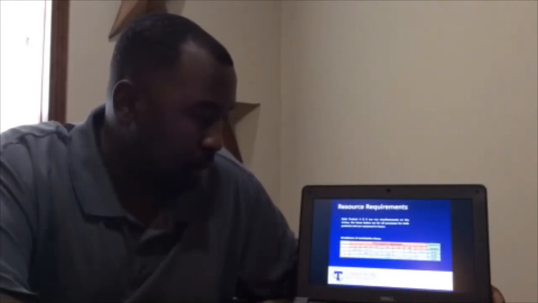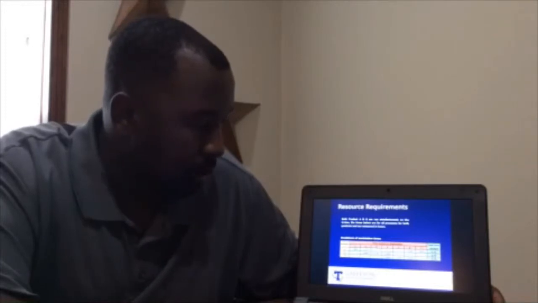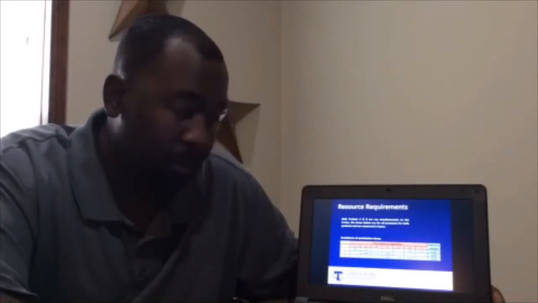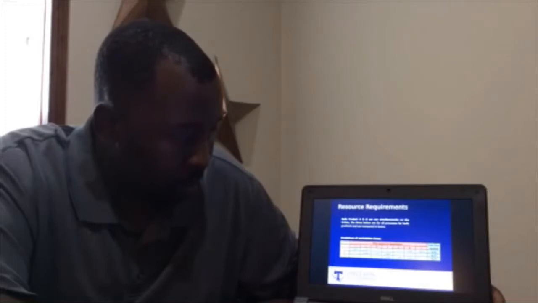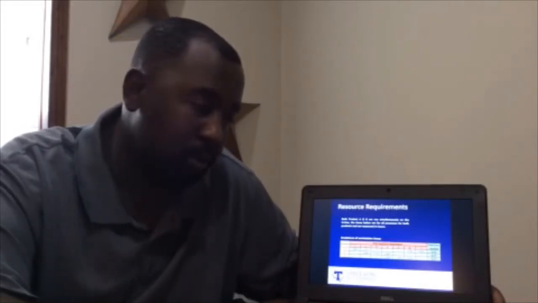Both products A and B are run simultaneously on the U-line. The times below are for all processes for both products and are measured in hours. This is a breakdown of the workstation times. The total time worked is 6.75 hours.